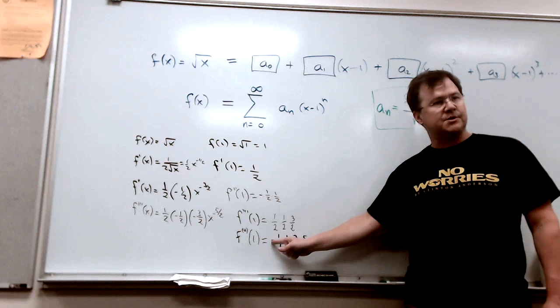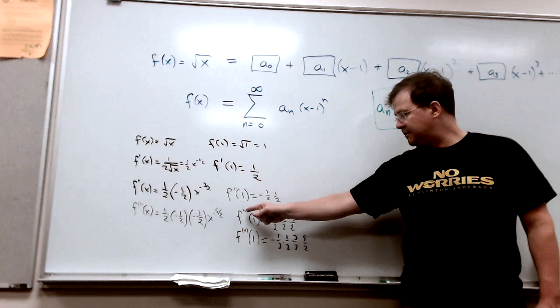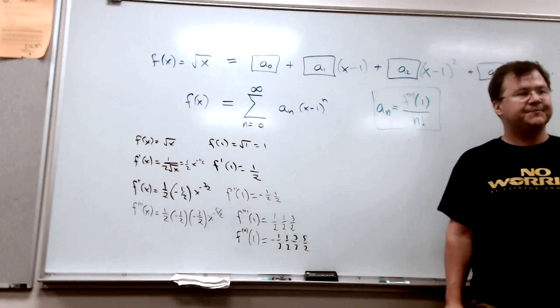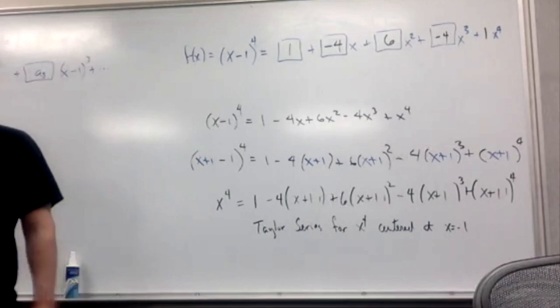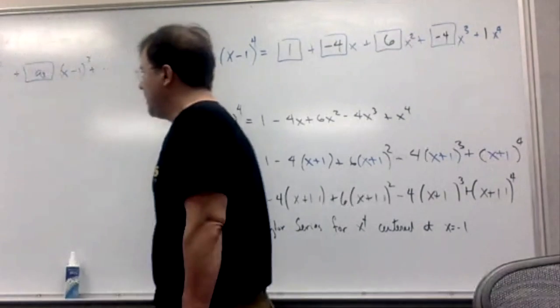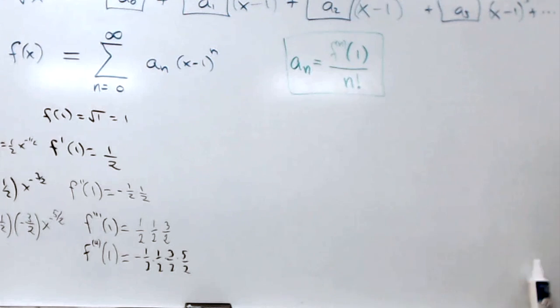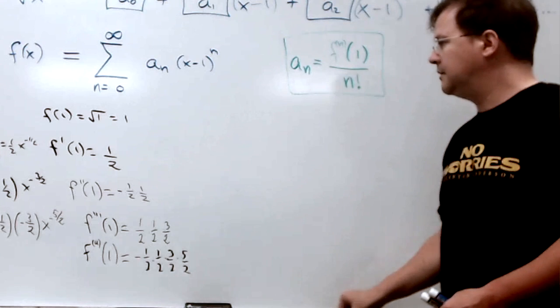If it's even, the answer is negative. If it's odd, it's positive. So it's negative 1 to the n times 2n plus 1. And don't forget, we also need to divide by n factorial. So in general, in this particular case, you say n divided by n.